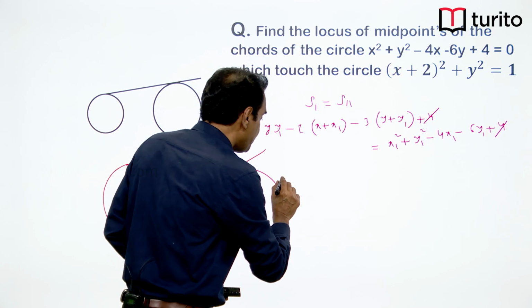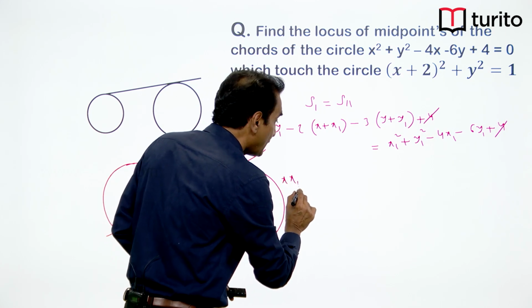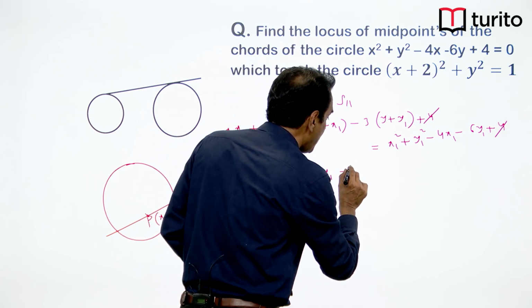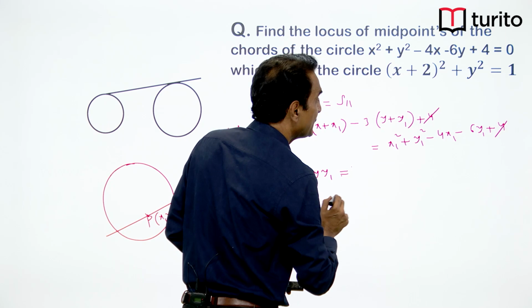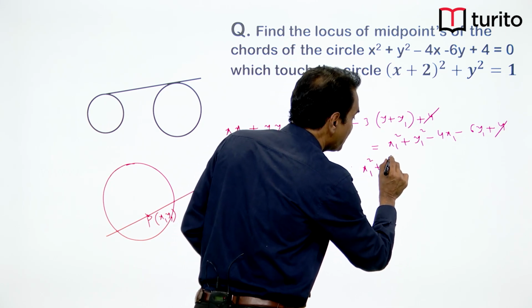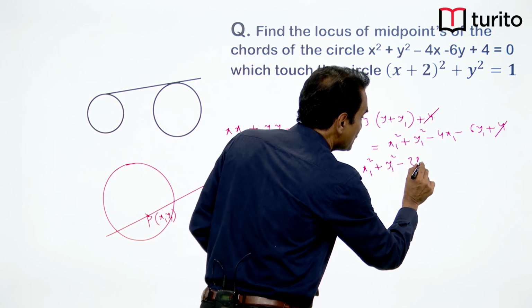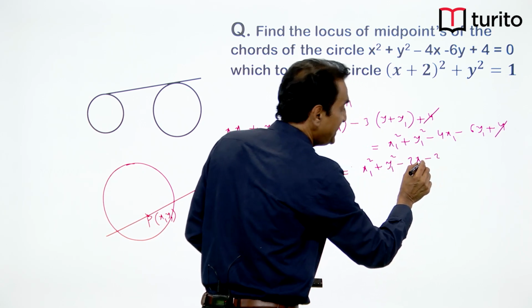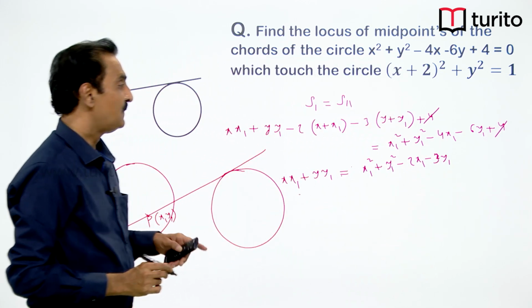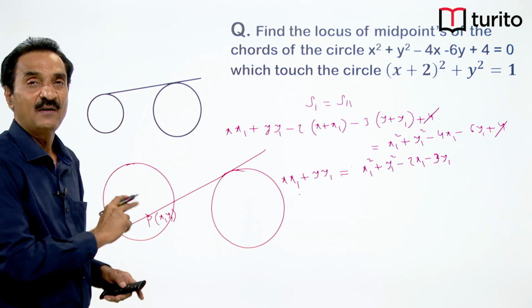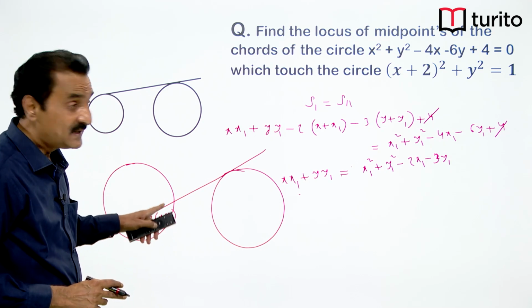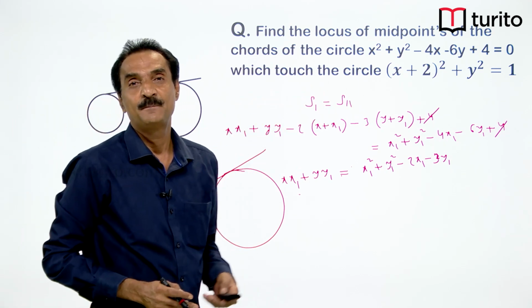So we get xx1 plus yy1 is equal to x1 square plus y1 square minus 2x1 minus 3y1. So this is the equation of the chord having midpoint at P(x1, y1). Now how is this chord? It is a tangent of the second circle.